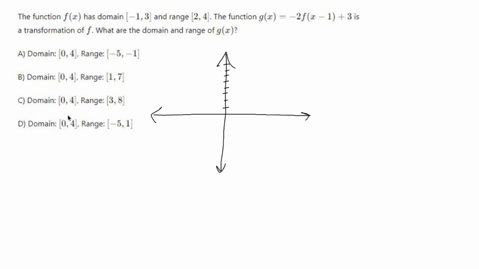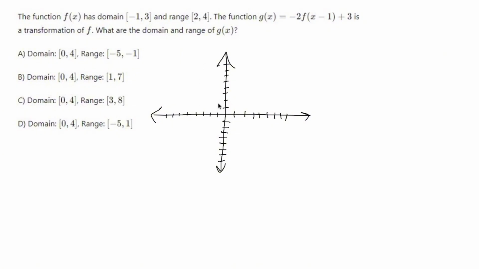Let's go out to 8 because that's the largest number that we see in the multiple choice options here. So let's just stick with that. 1, 2, 3, 4, 5, 6, 7, 8. F of x lives in between -1 and 3, so here, and between 2 and 4.